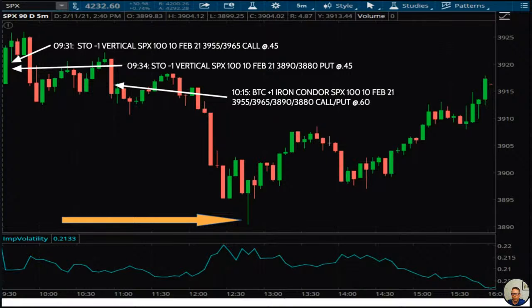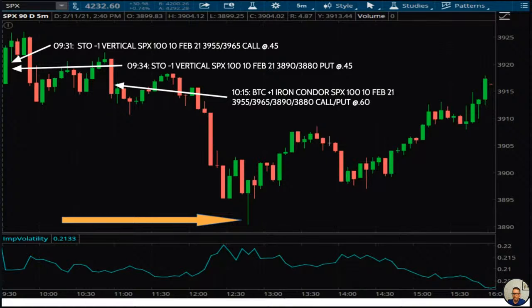So in any case, if you would have held on, you would have been sweating bullets, because 38.90 is right there, and the market got very, very close to 38.90. But then again, it went right back up, and you would have been okay.